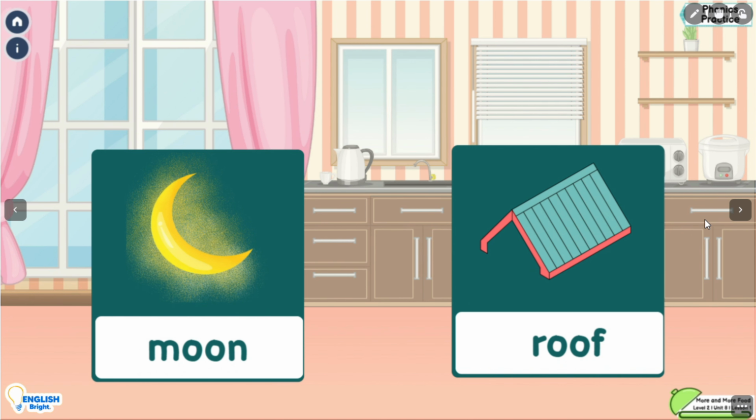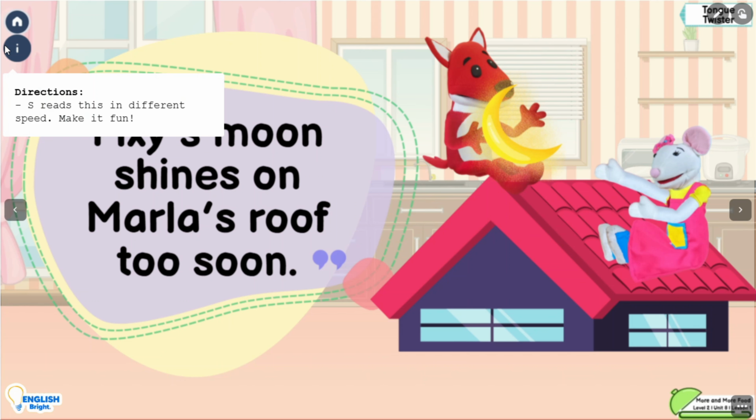On the tongue twister slide, click the tooltip to view instructions. In this activity, the student will read the tongue twister at different speeds.